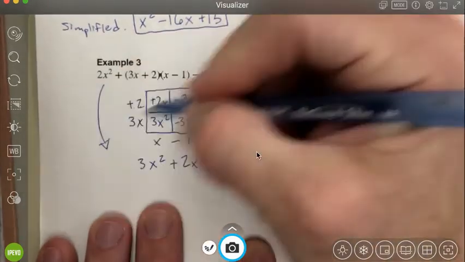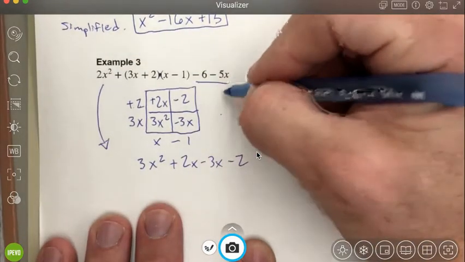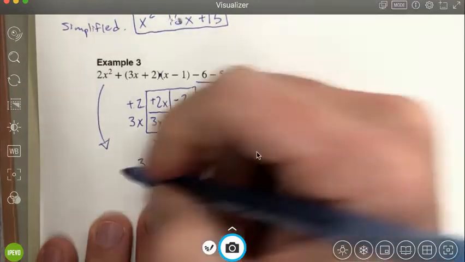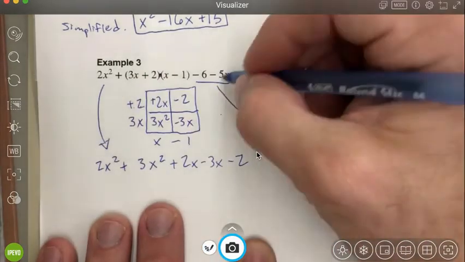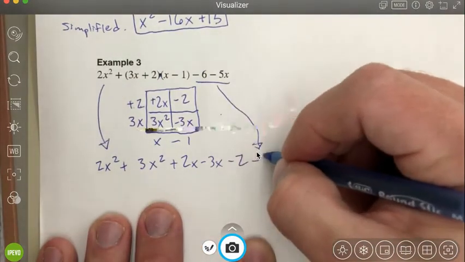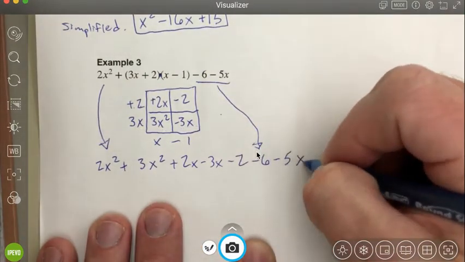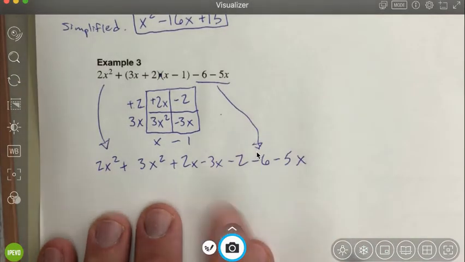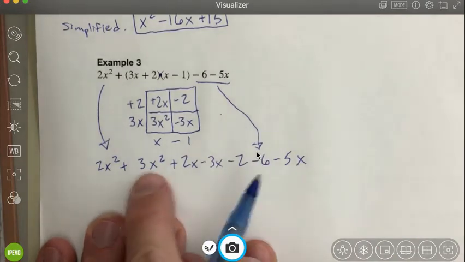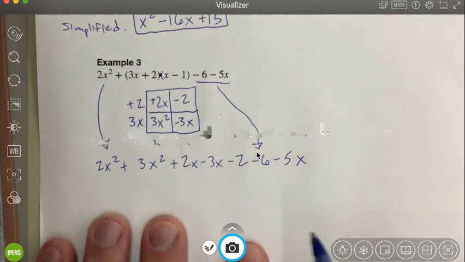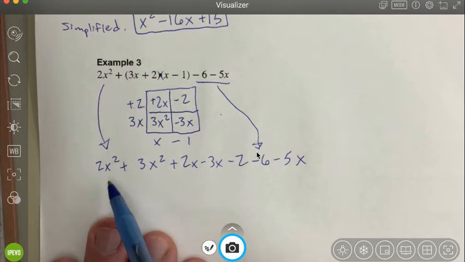But then I can't forget to bring down all of my terms here. So I need that 2x squared to come down. And I need that minus 6 minus 5x to come down. So even though I guess I've multiplied these 2 things in the middle, I still have a giant mess here. So let's start combining like terms.